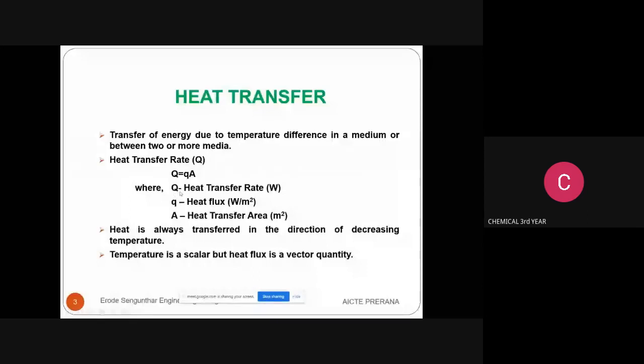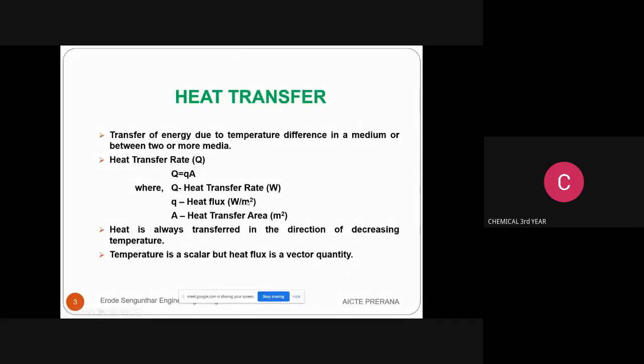And same like this for the heat flux, we have to maintain watt per meter squared. If we have the area in centimeter or millimeter, whatever it may be, we have to convert that cross sectional area to meter. Then only we'll get the correct answer. So the area, we have to change to meter only.